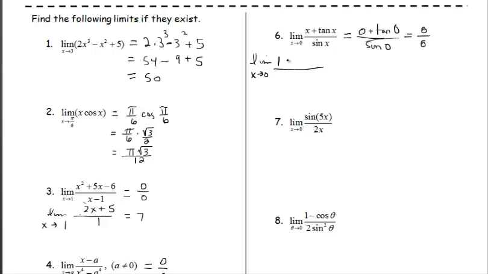Derivative of x is 1. Derivative of tangent is secant squared. So I'm going to get it ready because I know I'm going to plug in a value, and when I do that, I like to have the square on the outside. Derivative of sine is cosine. Plug in 0.